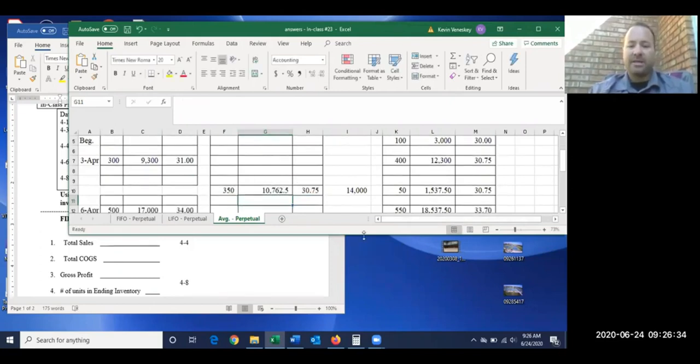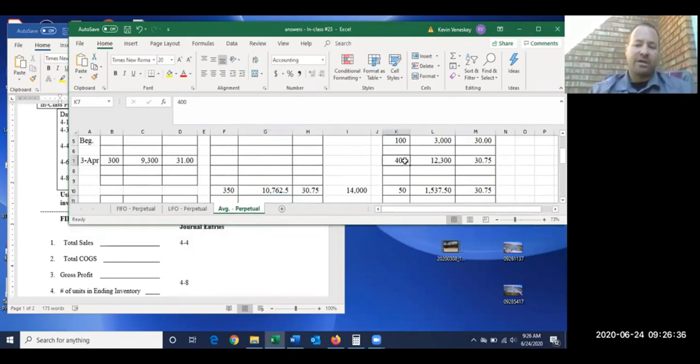And then what's left, that's pretty simple. All I got to do is take the 400 less what I sold, and I have 50 items. This number just gets brought down. I haven't added anything to it, so there's no change. Those 50 items that are left still cost $30.75. So that's my new ending inventory.